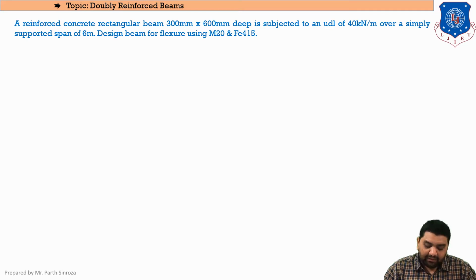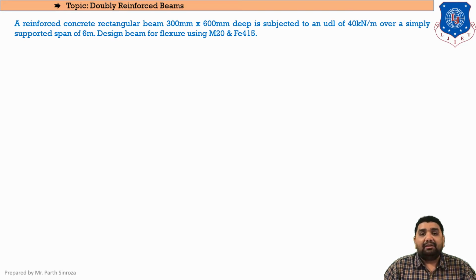And it is subjected to a UDL of 40 kN per meter over a simply supported span of 6 meters. Now the second thing that you always need to remember is the loading condition: whether the load given in the question includes self weight or not. If it is not mentioned that the load prescribed includes self weight, then your first step will always be to calculate the self weight of the section. Clear? And the question here is, design the beam for flexure using M20 concrete and Fe415 steel.